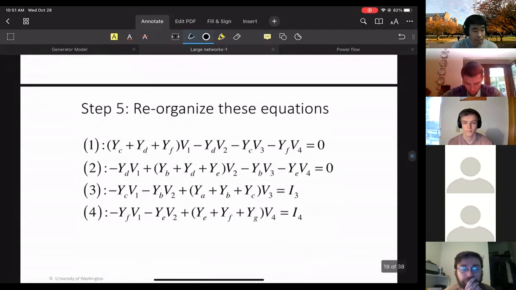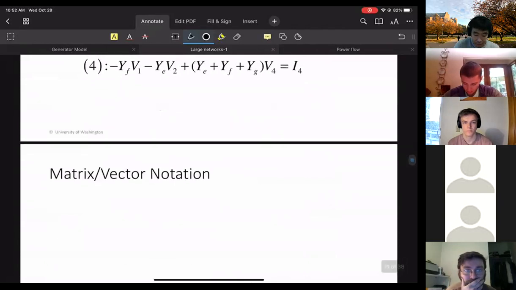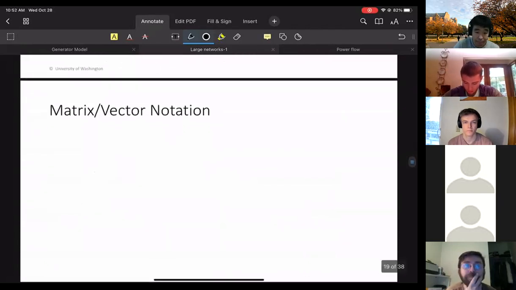So we get something like this. And for all the equations, we get something like this. And then finally, we can get the matrix notation. Okay? So this in a matrix notation is the following.